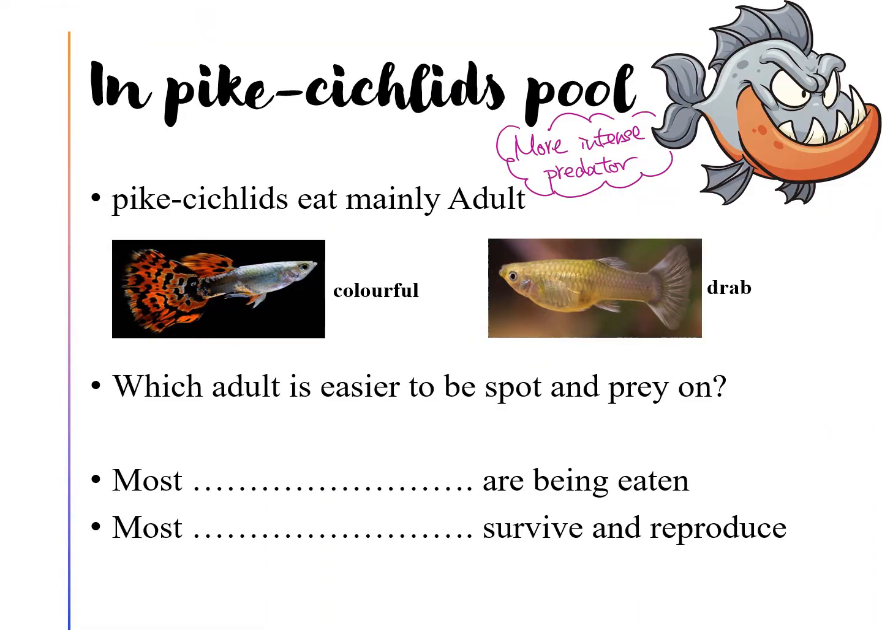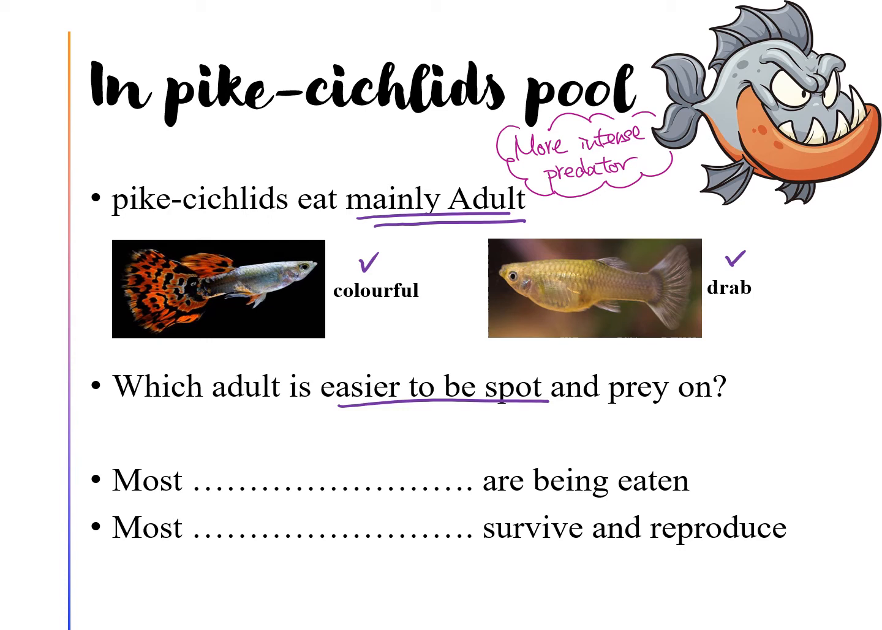Let's take a look at the pike cichlid pool. The pike cichlid is a very intense and strong predator. They eat mainly the adult fish, the adult guppies. In the picture below, it shows you 2 types of adult guppies. One is the colorful guppies, and the other one is the drab adult guppies. Now, which adult is easier to be spotted and preyed on, being eaten? It should be the colorful one.